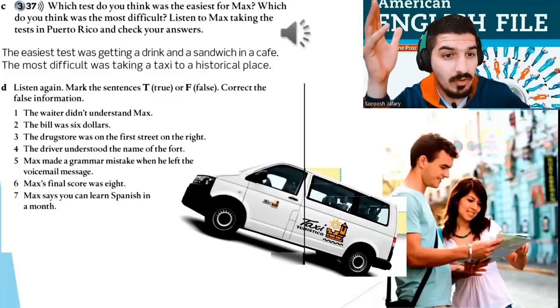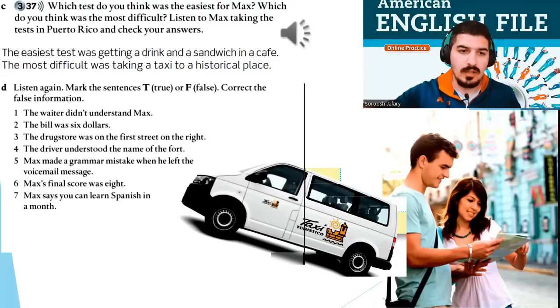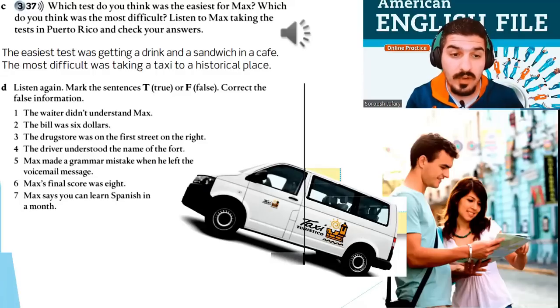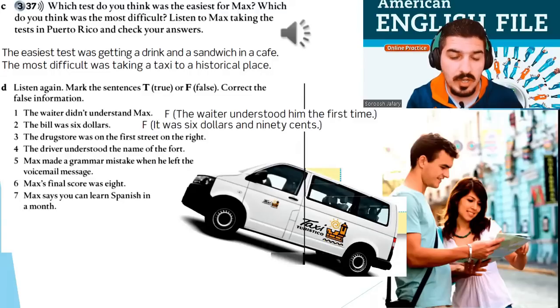But that was interesting, wasn't it? Okay, so let's answer the questions. True or false? Number 1, the waiter didn't understand Max. False, the waiter understood him the first time. Number 2, the bill was $6. False, it was $6.90. Number 3, the drugstore was on the first street on the right. False, it was the second street on the left.